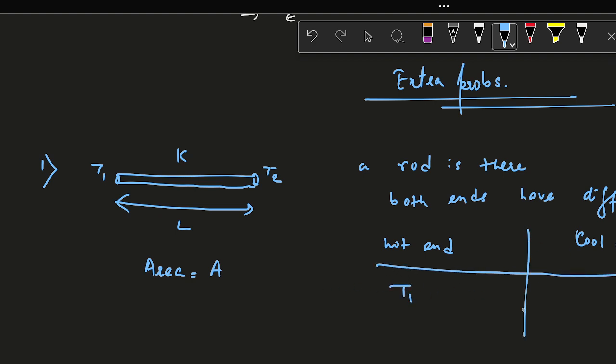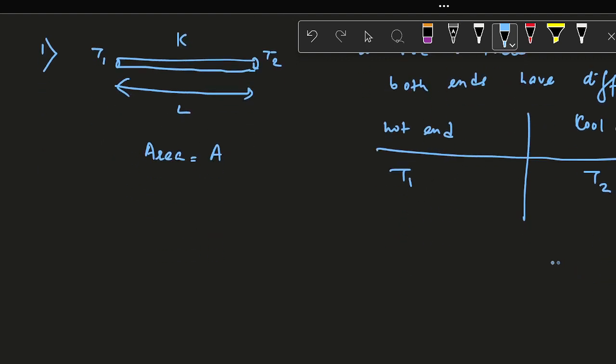One has temperature T1 and the other has temperature T2. Because one of the temperatures will be greater than the other, let us assume that T1 is greater than T2. That means our hotter end is T1, this end, and our cooler end is this second point, at T2. So T1 is greater than T2. Length of the rod is L, cross section area is A, and thermal conductivity of the rod's material is capital K.